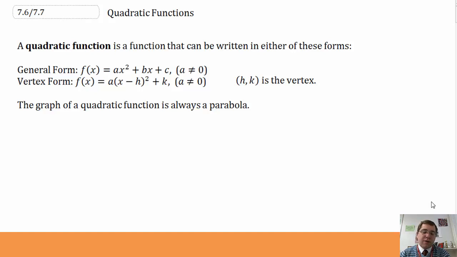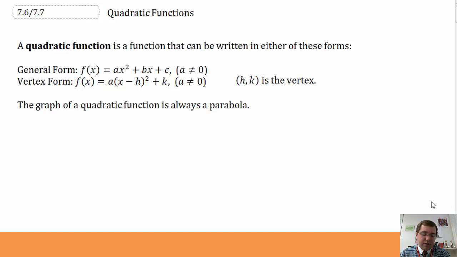This is section 7.6 and 7.7 of Honors Algebra 2, Quadratic Functions. A quadratic function is a function that can be written in either one of these two forms. The general form, where ax squared plus bx plus c is our function, where a is not equal to 0, because if a was 0, we would lose the highest power of the variable being 2, and we'd all of a sudden have a linear function.